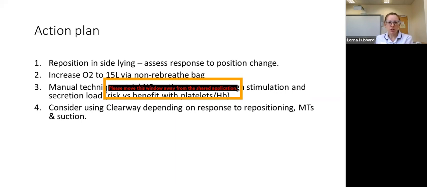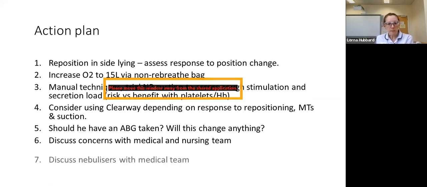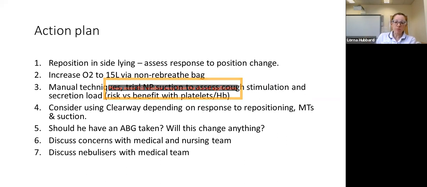So we talked about repositioning, increasing his oxygen, treating with manual techniques. Obviously, his Hb is very low. With this patient, I did a trial suction to assess his cough, which was non-existent, and secretion load. I managed to clear what was probably stuff from the back of his throat, but nothing really. I think I did a couple of suctions and it didn't change his auscultation or clear any secretions. But I got the feeling that it was made worse by doing that intervention, and although we might consider using Clearway in this instance, I didn't feel it was appropriate.